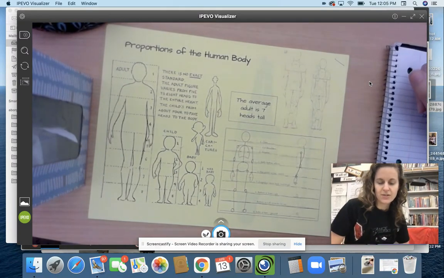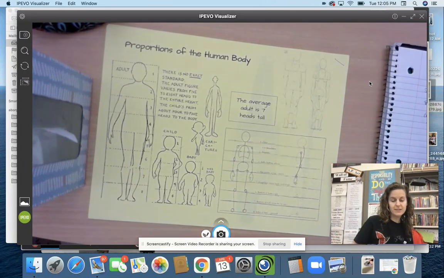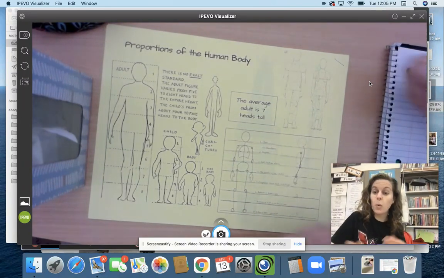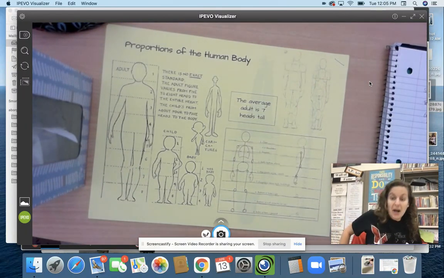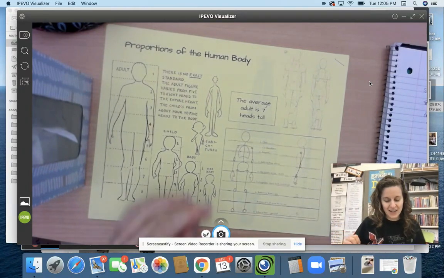Something else to take notice of, when you're noticing people's feet, your foot is about 1/7 of your height. A lot to take in.